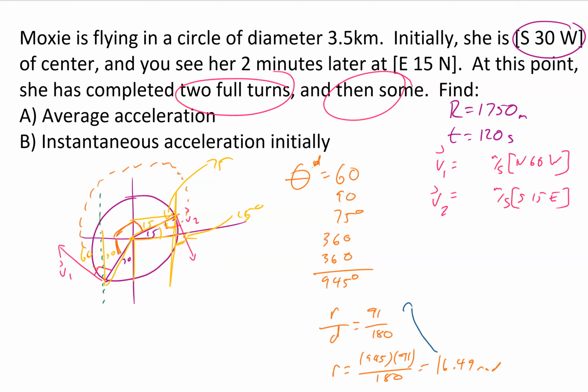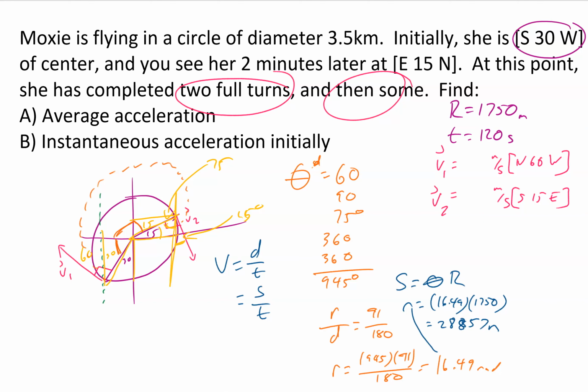We know that velocity is equal to our displacement over time. In this particular case, the displacement is going to be the arc length, so the distance traveled. The thing is, we don't know the arc length, but we know arc length is equal to the angle in radians times the radius. So if I take my 16.49 and multiply it by 1750, we end up with a distance of 28,857.